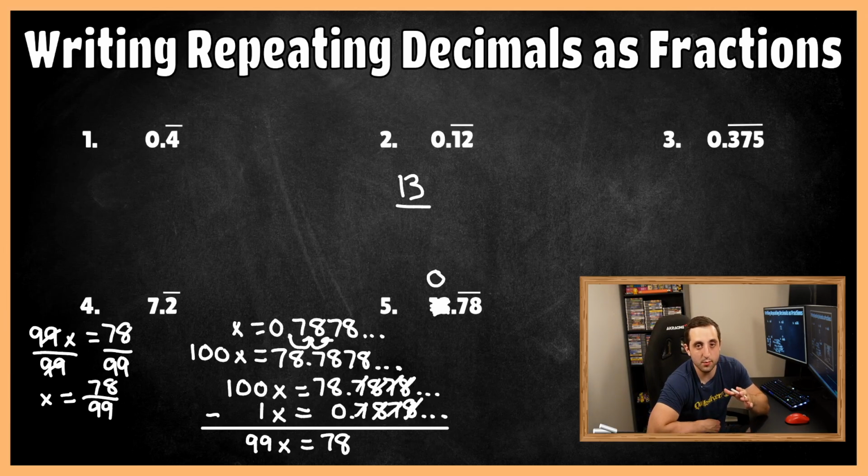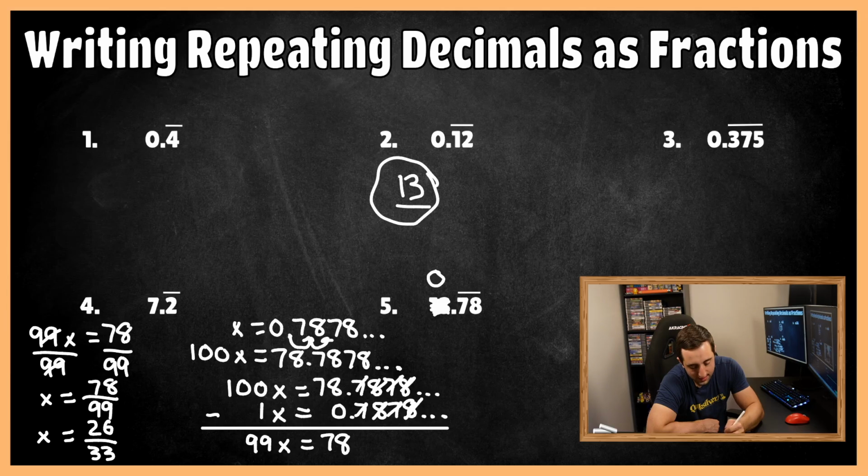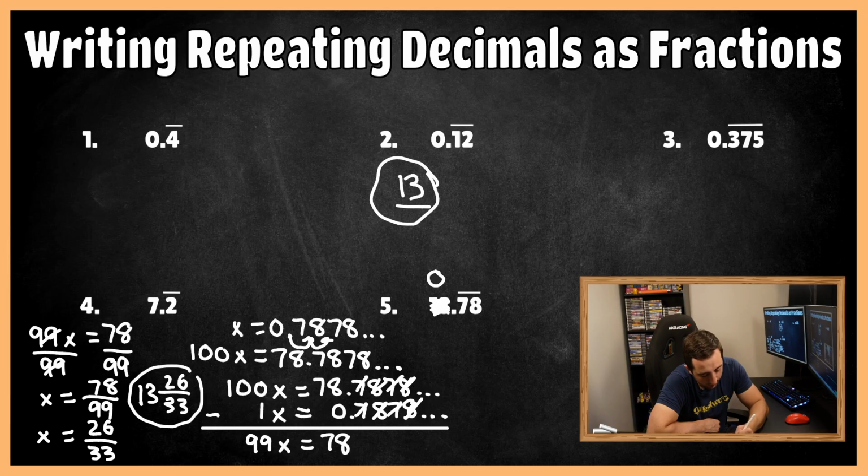The only problem is it still needs to be simplified a little bit, which we can do by dividing the top and bottom by 3, and we end up getting x is equal to 26 in the numerator and 33 in the denominator. The only thing that we don't want to forget, though, is that we originally had a 13 in front of our decimal point, so our final answer is really going to be 13 and 26/33 for number 5. So those are the 5 practice problems that I have for you when it comes to every number repeating after the decimal point. So let's go ahead and take a look at the next 5 that have non-repeating digits behind the decimal point.